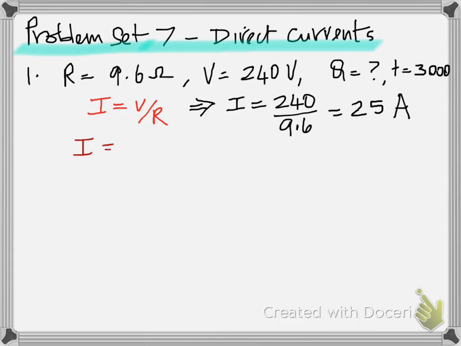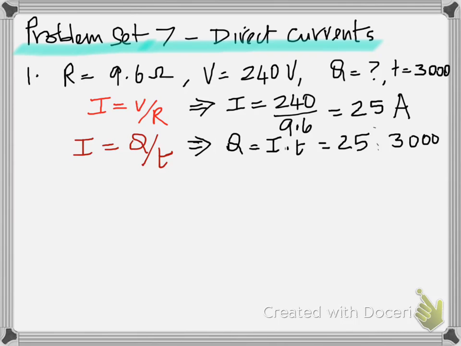Okay. And then I is again Q by T, isn't it? Current is the rate of flow of charge. So you got your current, plug it in. Rearrange. Charge is current multiplied by time. Current is 25. Time is 3,000. And therefore you get 75,000 coulombs. That's the answer to number 1.